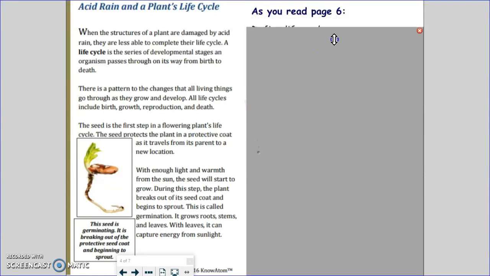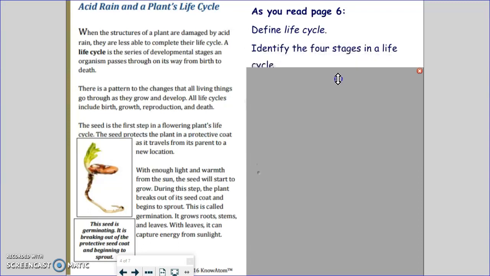As you reread page 6, can you define life cycle? Can you identify the 4 stages in a life cycle?